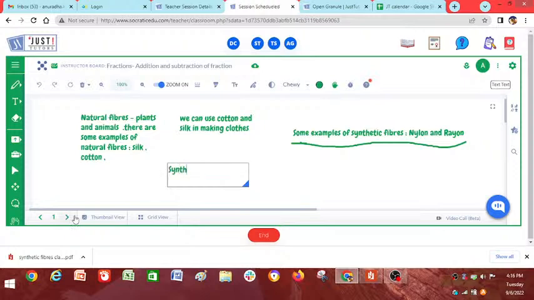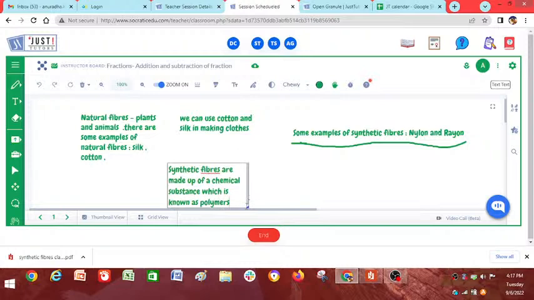So synthetic fibers are made up of a chemical substance which is known as polymers, which we call polymers. So you can just write this in your notes because this is helpful for you. So you can write this.